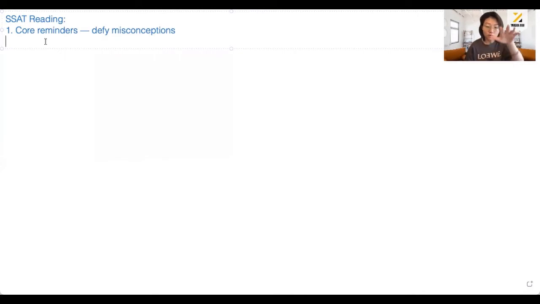As I'm already putting on the board, one of the main things we're doing today is to defy those misconceptions. So the very first one: instead of reading everything word by word, sentence by sentence, and making sure that you literally understand every single thing, to be honest, in reading those passages, that's actually not applicable every single time. And why is that?